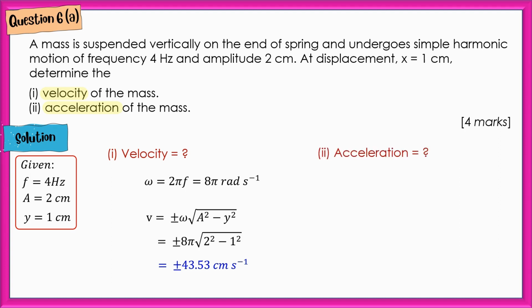To determine the acceleration of the mass, we will use the acceleration of simple harmonic motion, negative omega square times y. So substitute the omega that you have calculated earlier, and also y, which is when the displacement is equal to 1. So you will get the answer for the acceleration, negative 631.65 centimeter per second squared. And for the SI unit, the answer is negative 6.32 meter per second squared.